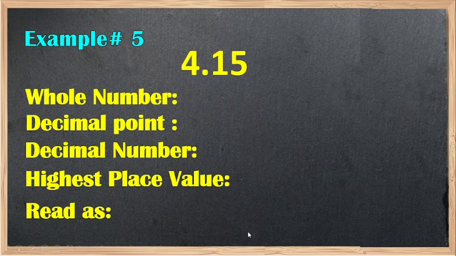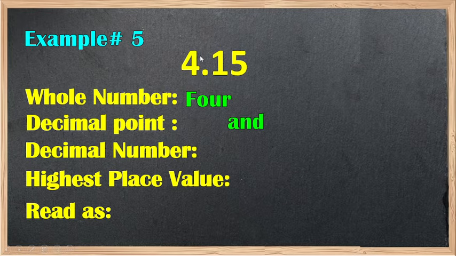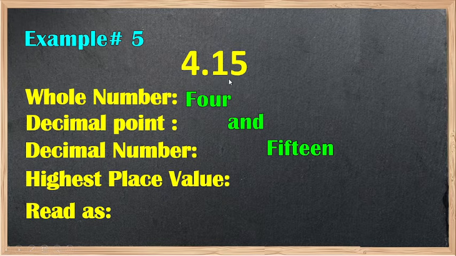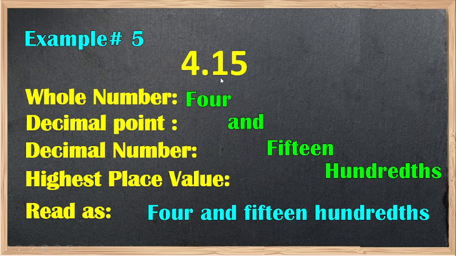Again, start with the whole number. We have 4. And then, the decimal point is read as "and." And then, we have 15 as the decimal number. And then the highest place value of 15 is hundredths. Now we have 4 and 15 hundredths. So combine. Therefore the answer is 4 and 15 hundredths. That's it. As simple as that.